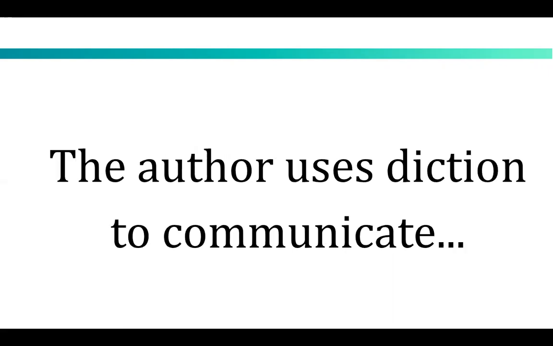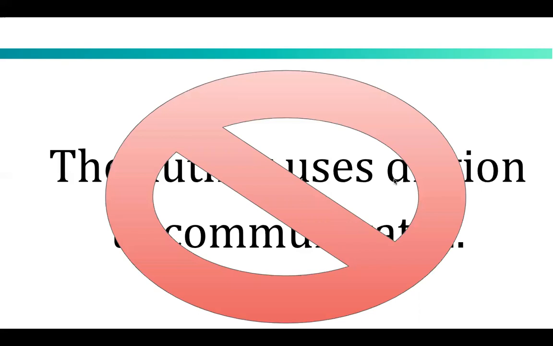So I often see examples in student writing that look something like this. The author uses diction to communicate blah, blah, blah. This is one of my single least favorite sentences to read in student writing. And the reason why is because when you write the author uses diction, diction means words. So you're just saying the author uses words. All authors use words. That's not interesting at all. That's just a fact that if you're reading a text, the author is using words. That doesn't actually tell me any specific choice that this author is making in order to accomplish their purpose.